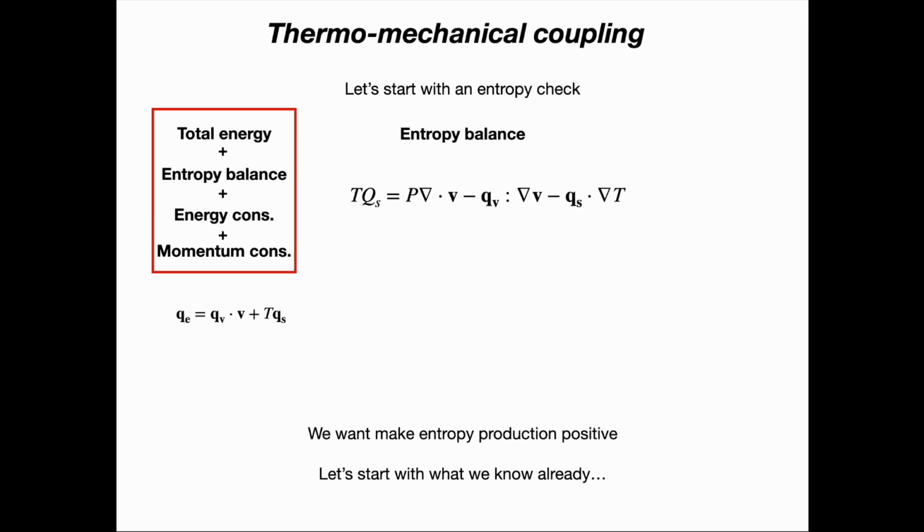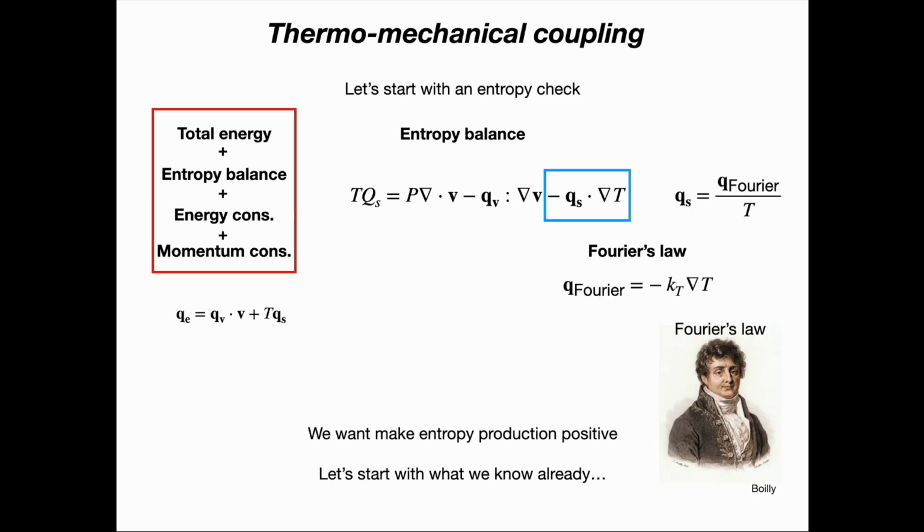Let's start with this equation again. We have simplified now the divergence term, so we're left with P divergence V minus QV colon gradient V minus QS times gradient T. We want to make this positive. Let's start with what we already know.